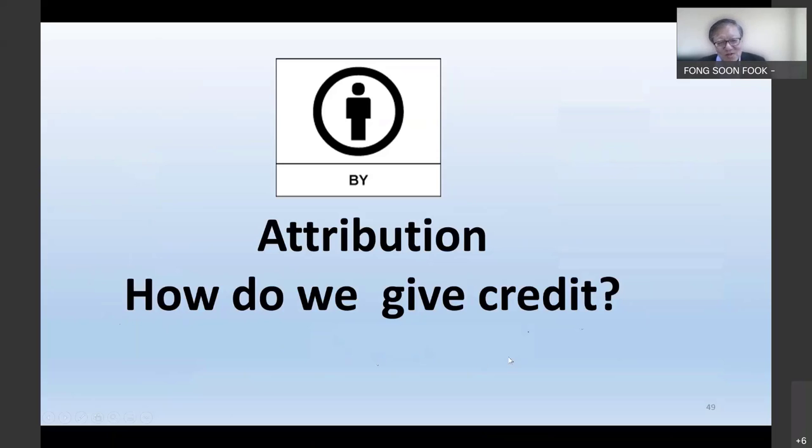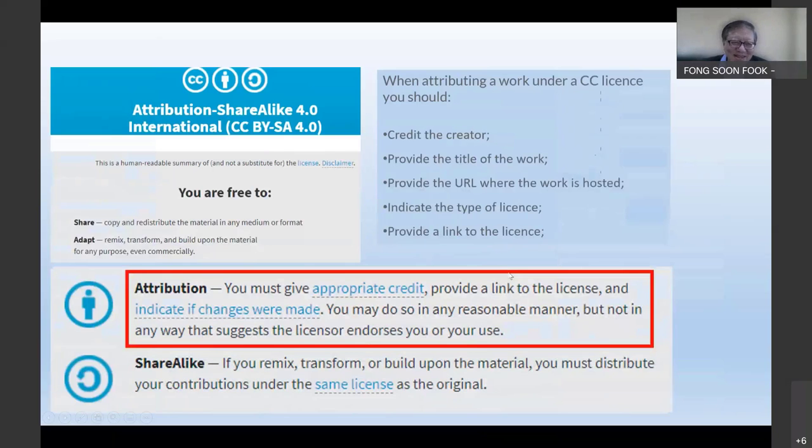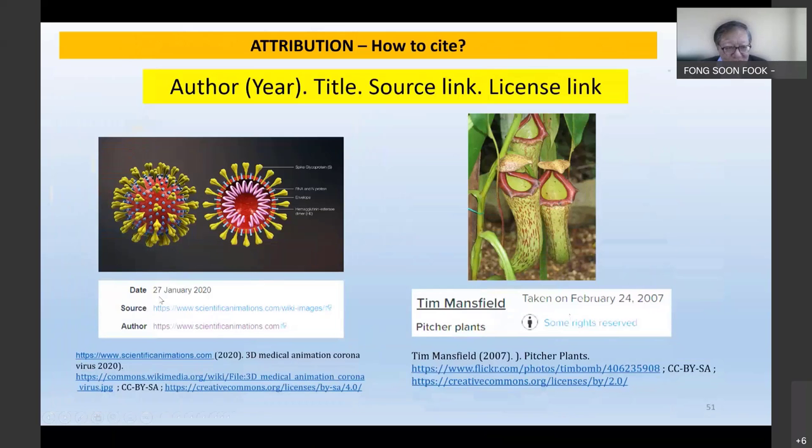So this now is how do we give credit? Whatever we use, train everybody to give attribution. Okay. How do I give attribution? As long as we see that it is CC BY, the attribution is there. So for example, you get this, and the source is from here. Depending on the work, some of them put the author's name, for example Tim Mansfield. The way you attribute will be the name of the author, the year, which is 2007, the title given, which is the picture title for this photo, the source, and then the type of license, CC BY SA, and the link to the CC BY SA license is here.